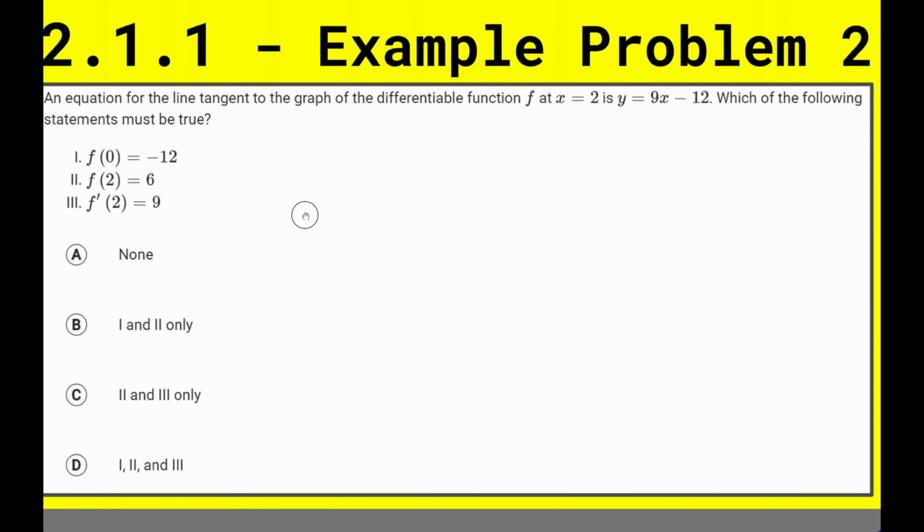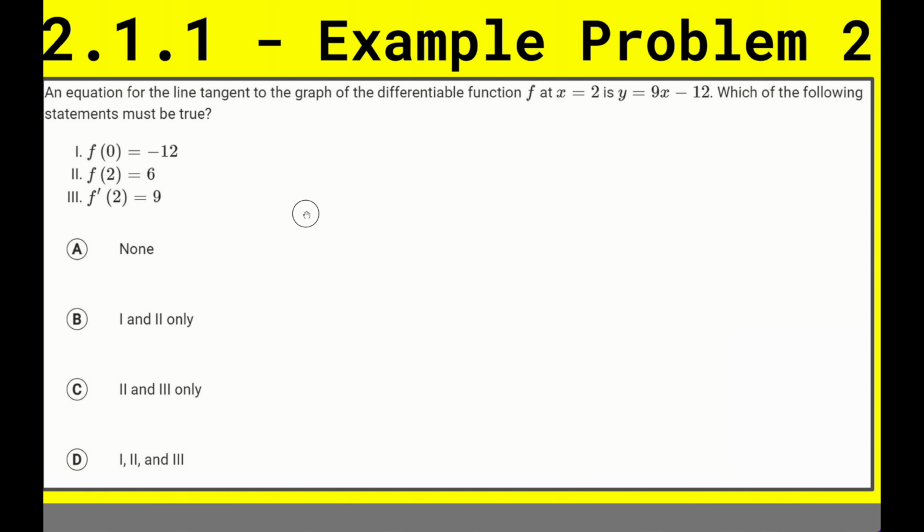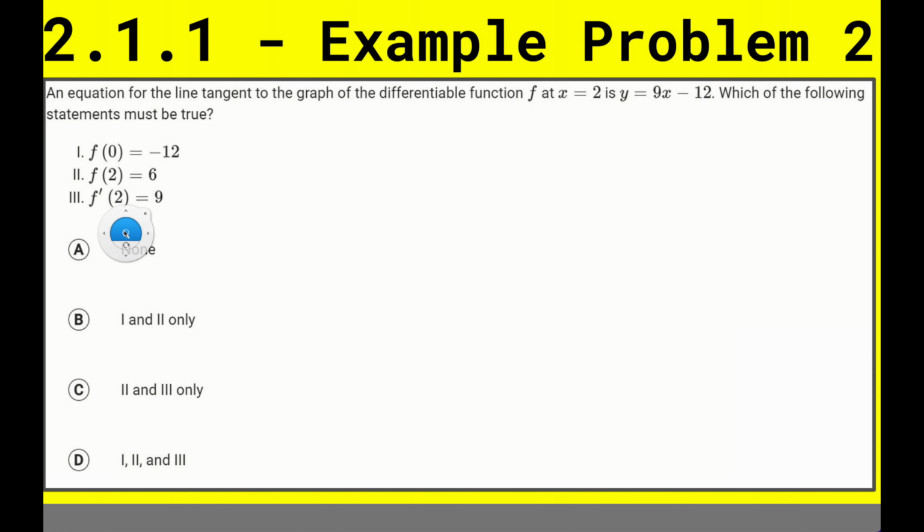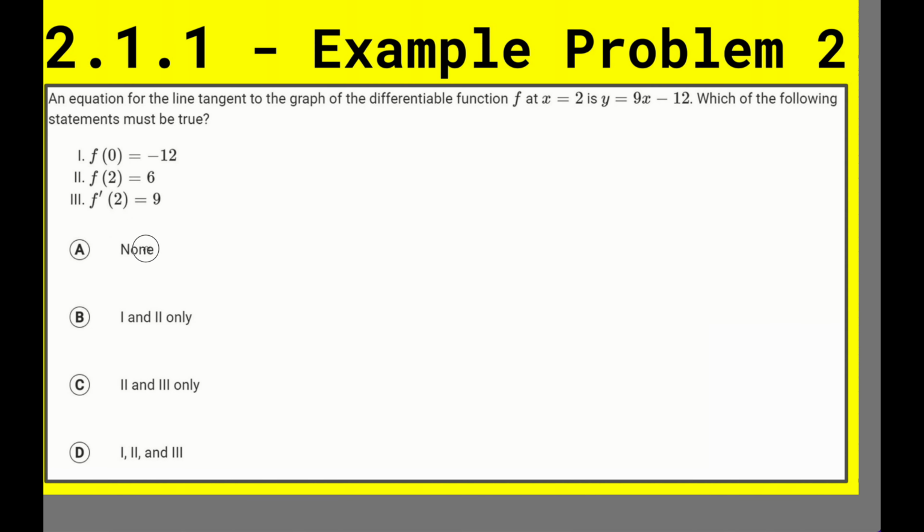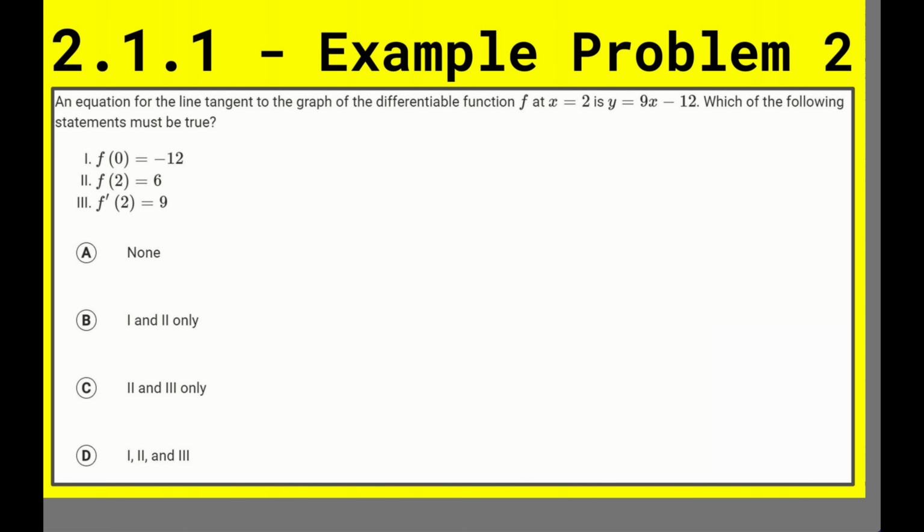Here's example problem number 2. So this one's a little bit more of a deep dive into the concept of derivative. So definitely make sure you pay attention on this one, because this one's going to be a little more confusing than the one we just did. All right, an equation of a tangent line to the graph of the differentiable function f. So differentiable just means the derivative exists. Okay, so if something's differentiable, the derivative exists. Differentiable function at x equals 2 is 9x minus 12.